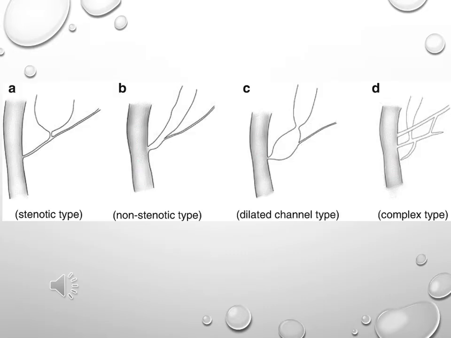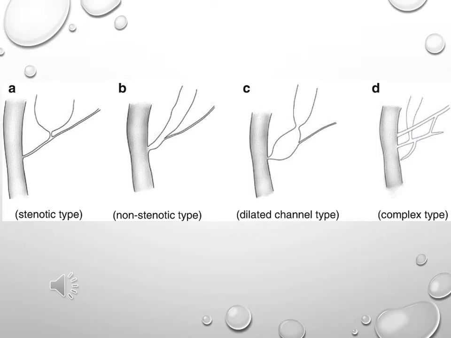This picture shows nicely the four types of the Japanese study group classification of pancreaticobiliary malfunction. Type A is the stenotic type. Here we can see the distal CBD stricture preceded by a proximal dilatation. In Type B we can see that the CBD has no stricture or dilatation and it joins the main pancreatic duct away from the duodenal wall, while in Type C we can see an abnormally dilated common channel.